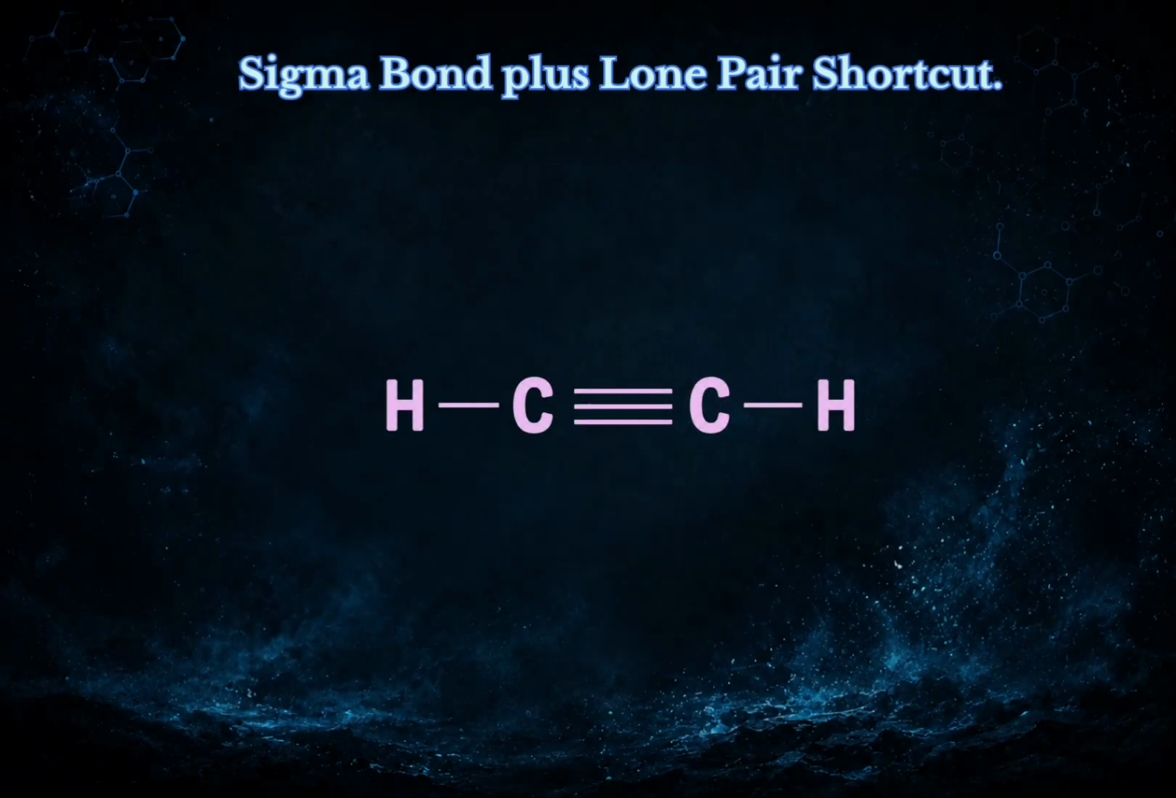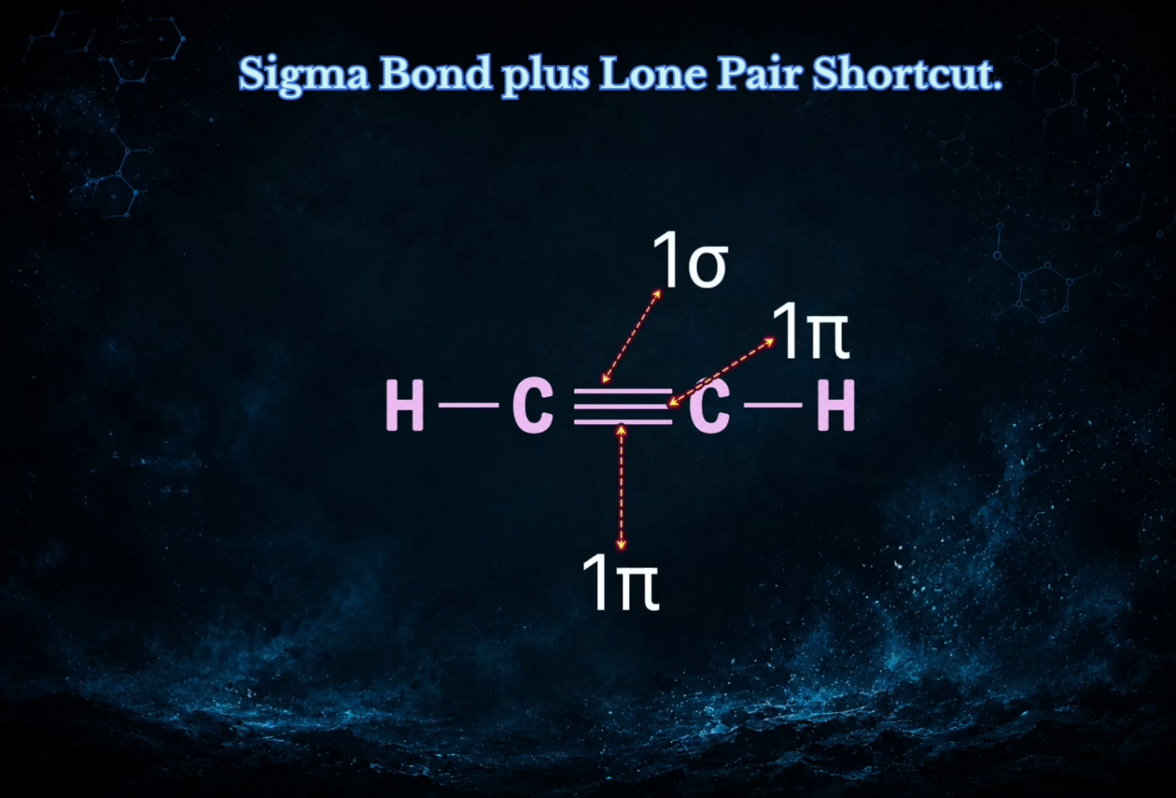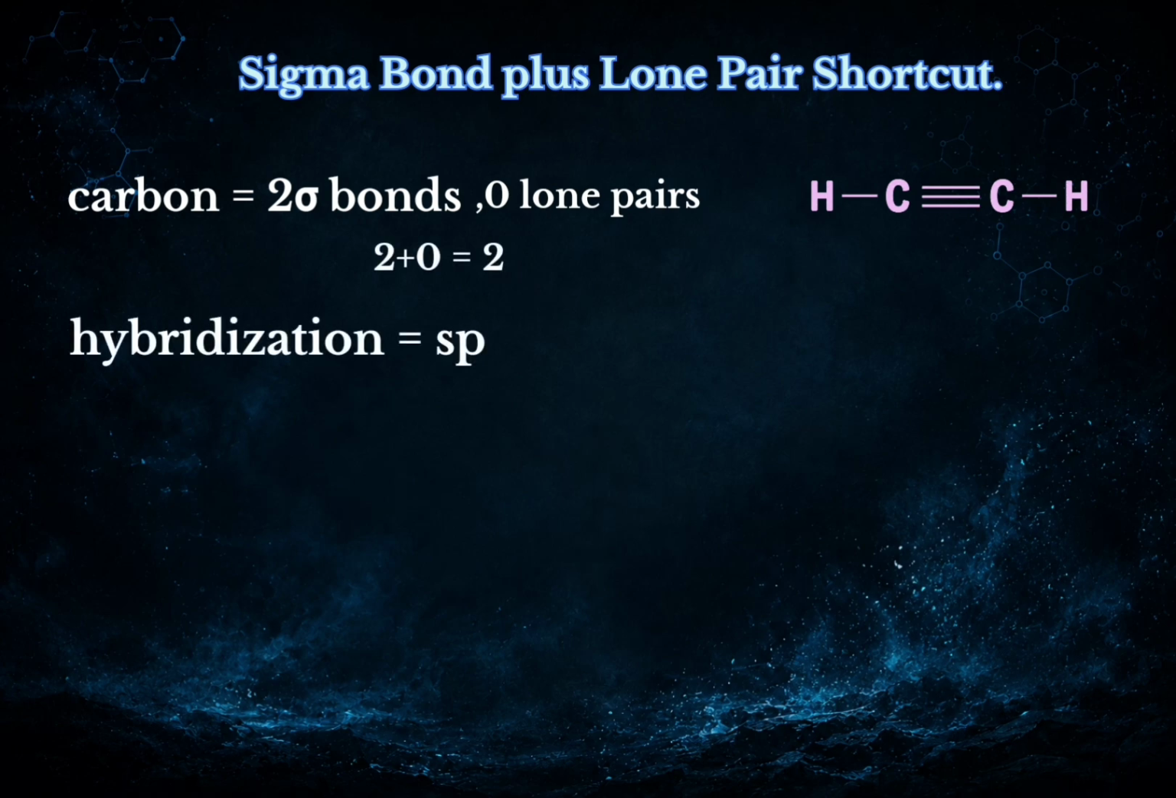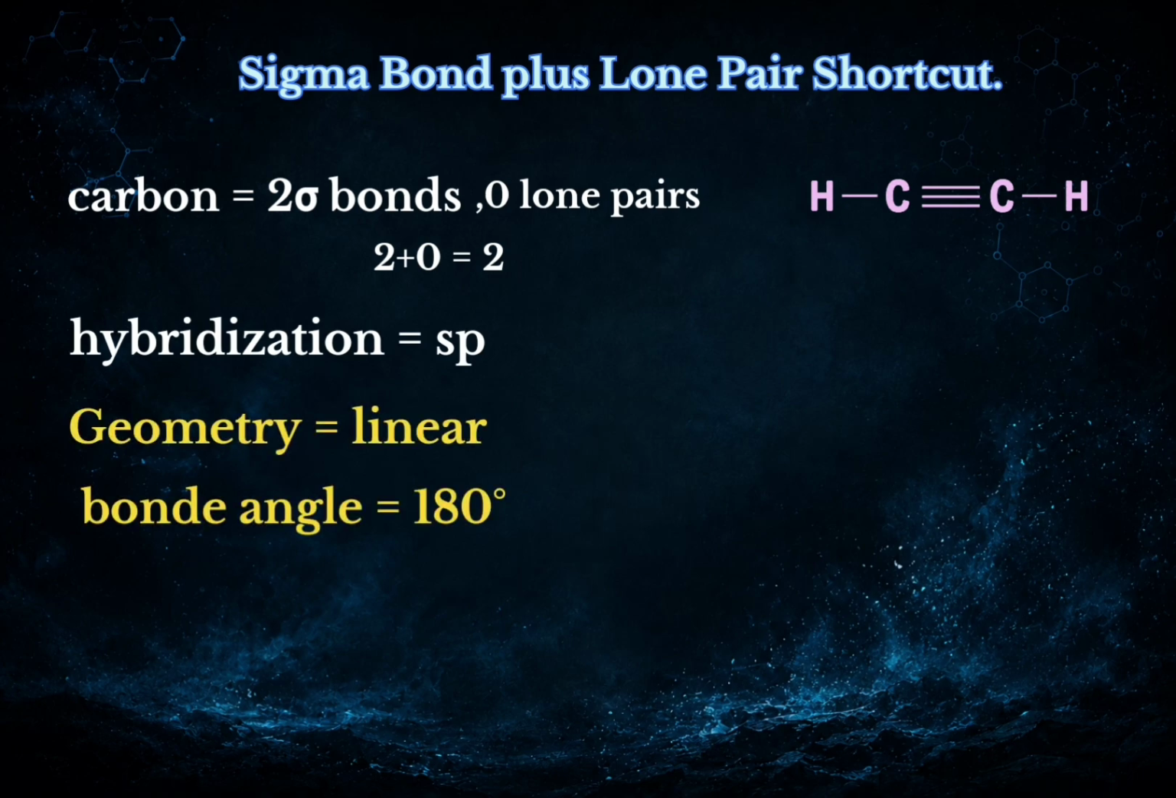Now let's look at our final molecule. Ethyne, C2H2. Again, focus on just one carbon atom. That carbon forms 1 single bond with hydrogen and 1 triple bond with the other carbon. Remember, a triple bond contains 1 sigma bond and 2 pi bonds. We count only the sigma bond. So carbon has 2 sigma bonds and 0 lone pairs. 2 plus 0 equals 2. A steric number of 2 means the hybridization is sp. Its geometry is linear, with a bond angle of 180 degrees.